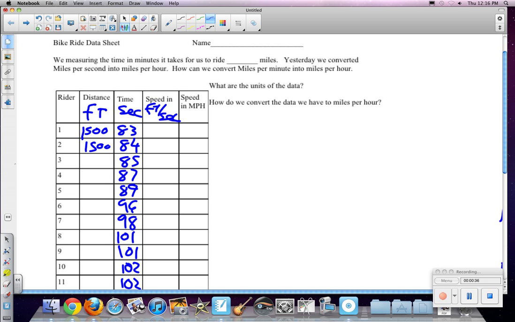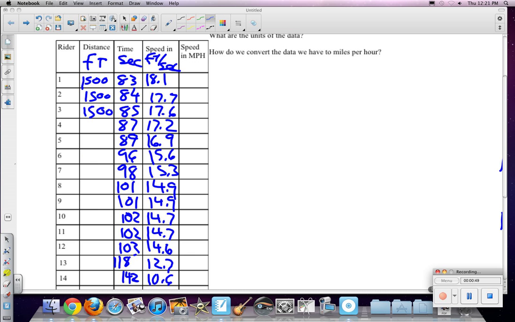So can we kind of go around the room and convert all of these into feet per second, into feet per 1 second, okay? So we've converted all this into feet per second, and now we need to convert it into miles per hour. So let's start with this one as an example.